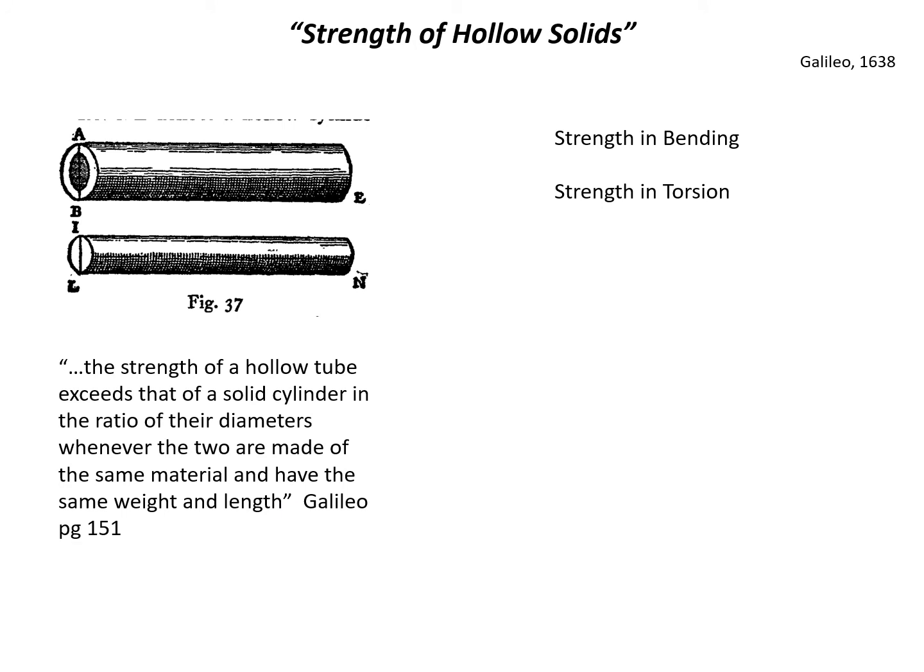Galileo points out that the strength of a hollow tube exceeds that of a solid cylinder in the ratio of their diameters, whenever the two are made of the same material and have the same weight and the same length. So why is that? Why is it better to distribute this material in a ring, in a hollow cylinder, than it is to have the material as a solid rod? There's strength both in terms of bending to consider, and strength in terms of torsion. And then, of course, in reality, something like the bird, those bones are undergoing both bending and torsion.